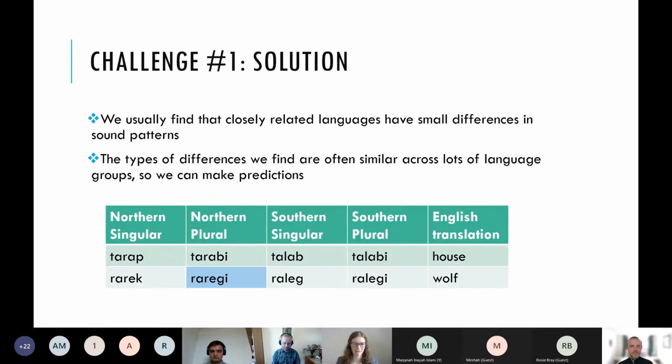I think we have one more slide on this. Yeah. So this was fake data. It was a made up language. And I told you there were two dialects, a northern and a southern. But we usually find that closely related languages have quite small differences in sound patterns. Or you could think closely related language varieties tend to sound quite similar. But the types of differences we find, like this difference in which consonant we get before a vowel, are often quite similar across lots of language groups, which means we can eventually make some predictions about the types of changes we will find in languages.